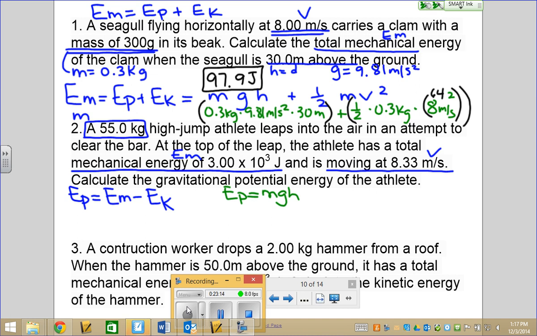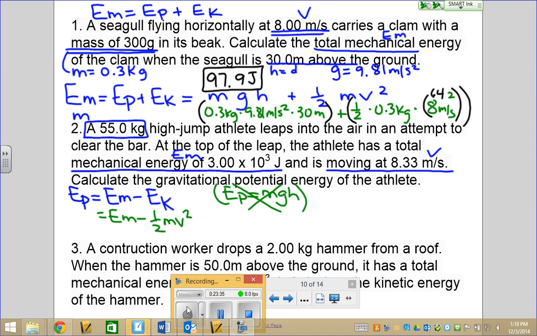I can't calculate gravitational potential energy this way. I don't know the height of the bar. I do know, for example, all of the pieces of the kinetic energy formula. And so on the left, I could do that subtraction and find the answer to potential energy.